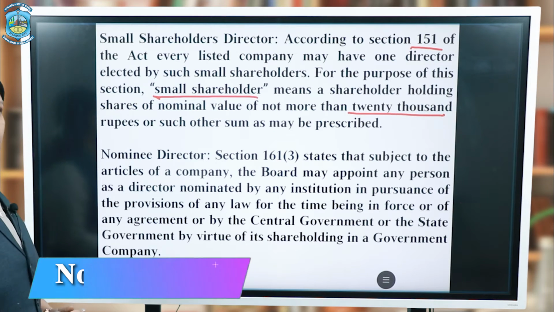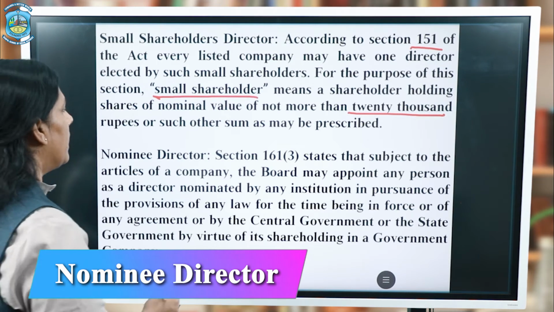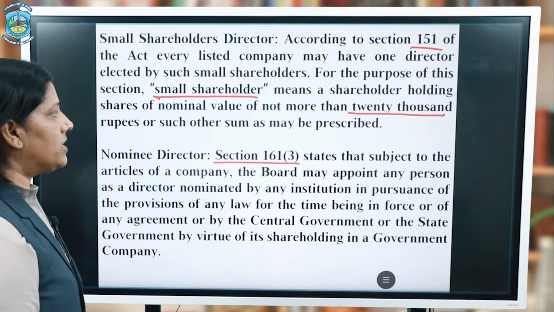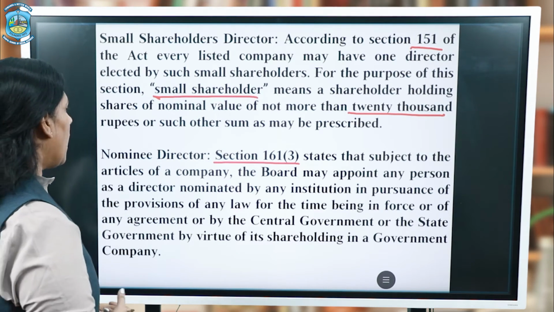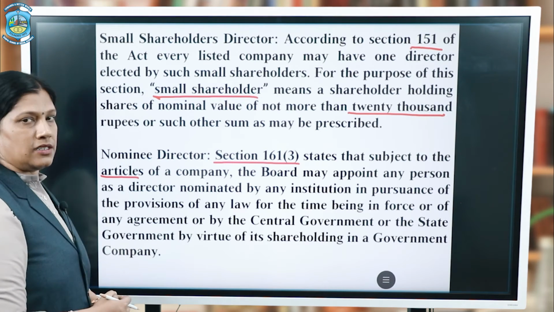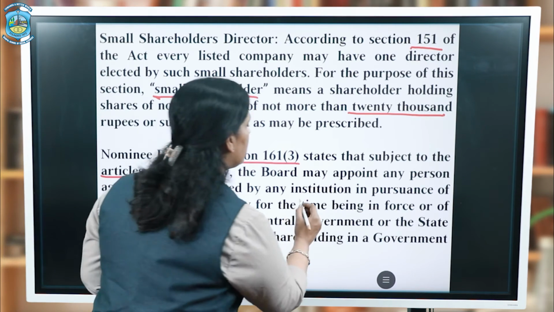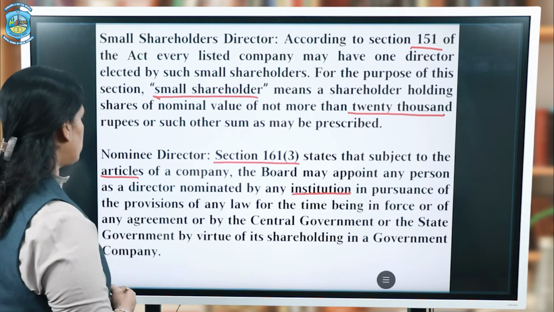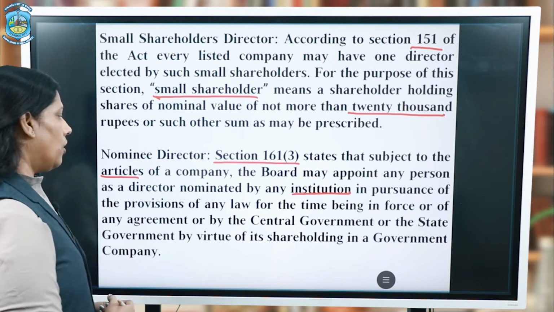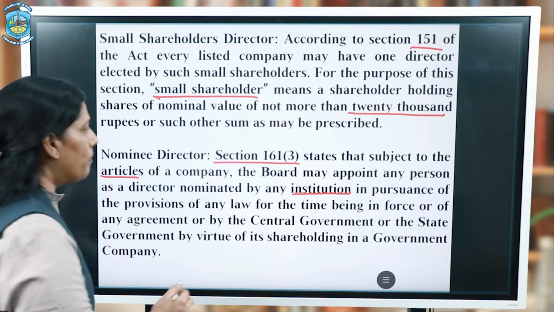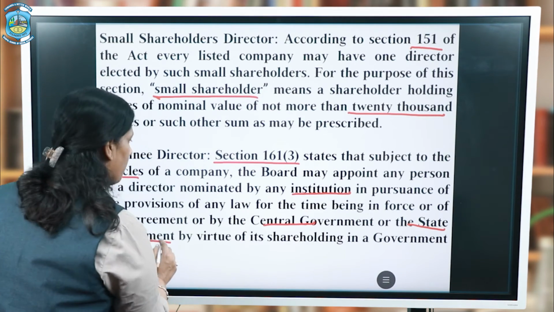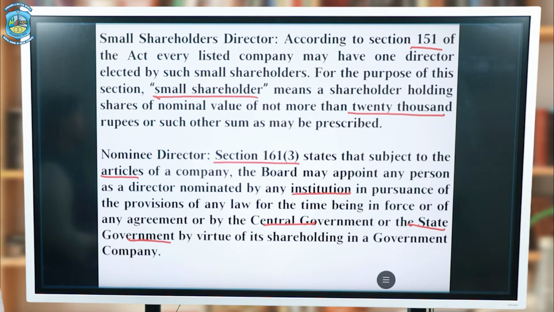Now let us understand the meaning of the term nominee director as per section 161 subsection 3 of the Companies Act, which states that subject to the articles of a company, the board may appoint any person as a director nominated by any institution in pursuance of the provisions of any law for the time being in force or of any agreement, or by the central government or by the state government by virtue of its shareholding in a government company.